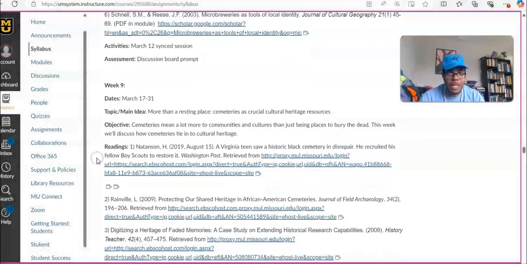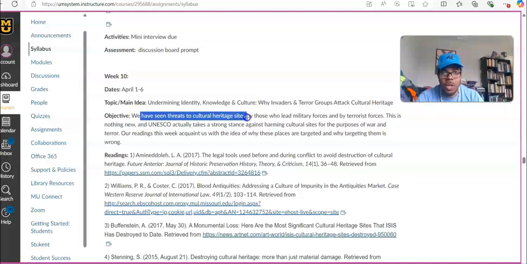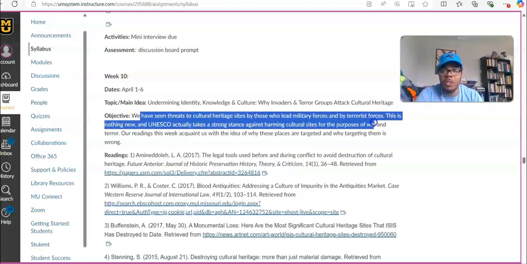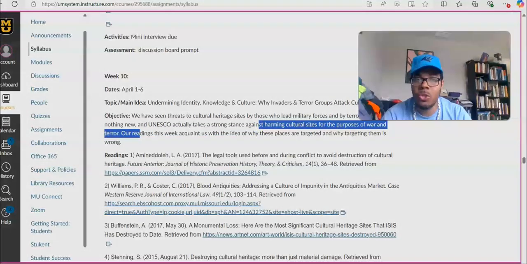Week number 10 is going to be related to undermining identity, knowledge, and culture: why invaders and terror groups attack cultural heritage. We have seen threats to cultural heritage sites by those who lead military forces and by terrorist forces. This is nothing new, and UNESCO takes a strong stance against harming cultural sites for the purposes of war and terror. Our readings this week will acquaint us with why these places are targeted and why targeting them is wrong.